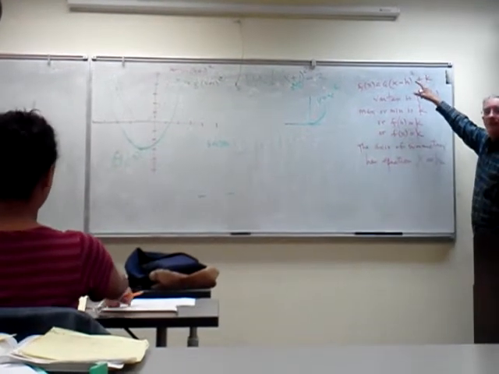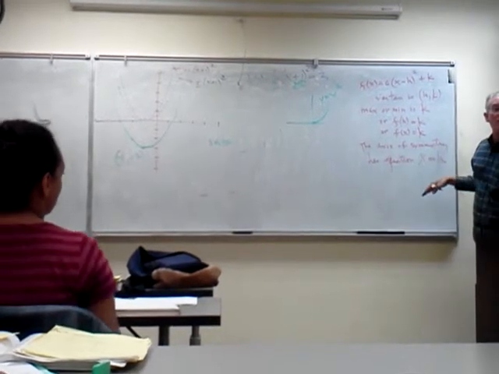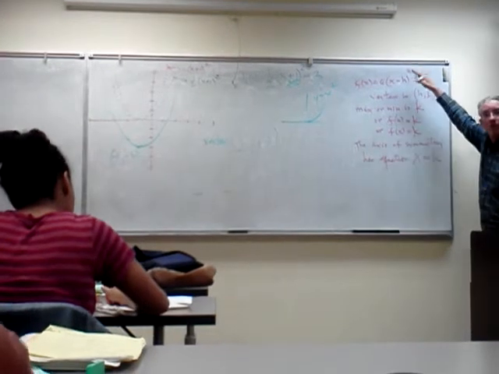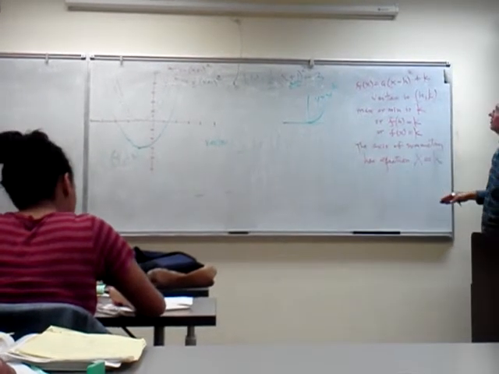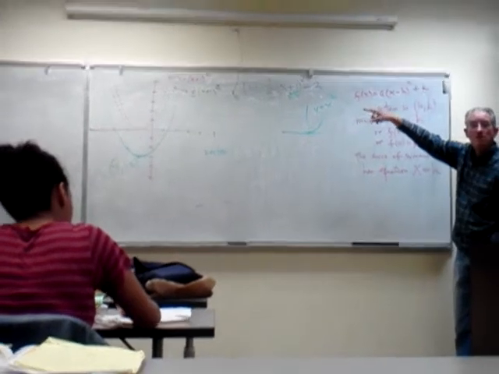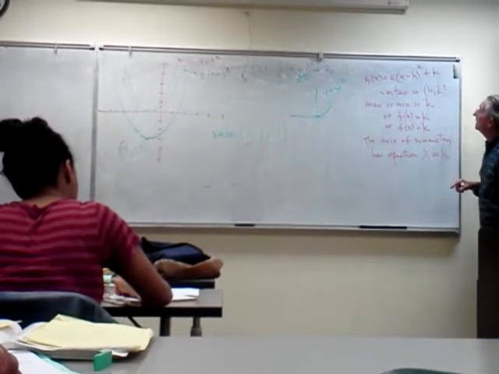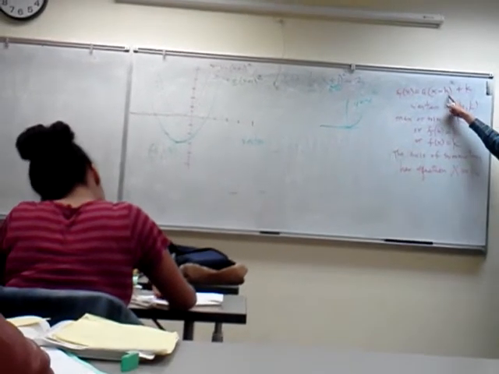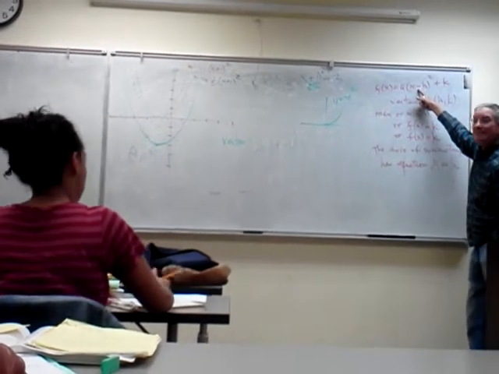You better write this down. It's in your book, folks. But this is very important right here. I'd write that down if I were you. When you have an equation in this form, the vertex is (h, k). Now be careful with the minus sign.